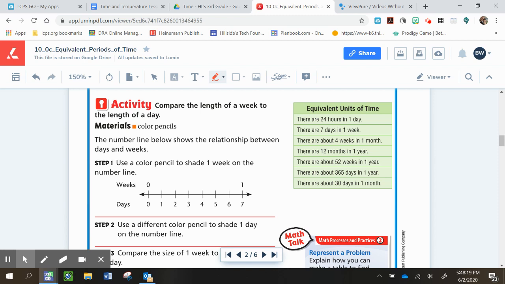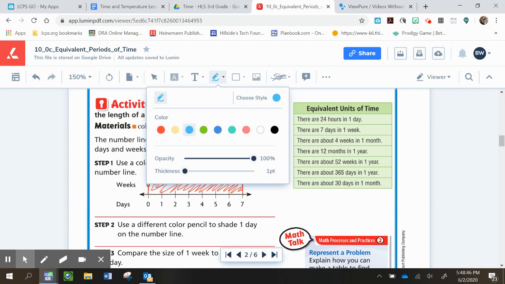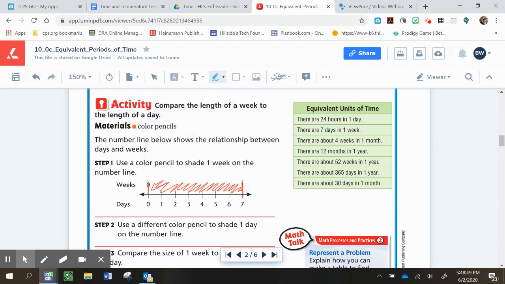For this, we're going to use the number line below to show us the relationship between days and weeks. We're going to use my pen to shade the week on the number line. So our week is from here to here. I'm just going to shade with red. That's our week. And then we're going to use a different color. Let's go with blue to shade a day. So here is 1 day. So you see the difference there.